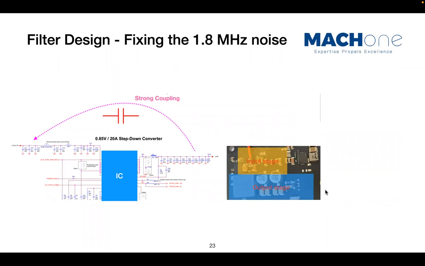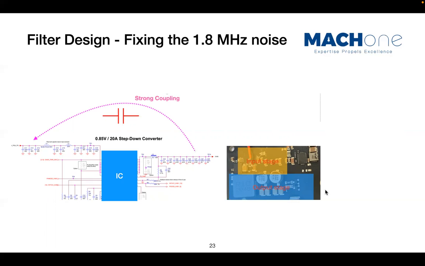So how to fix the problems, right? So we identified 1.8 megahertz and 2.1 megahertz switching noise. Now the next step is to fix them. But to fix them, we have to know how the noise is coupled to the system so that it can propagate to the whole PCB.